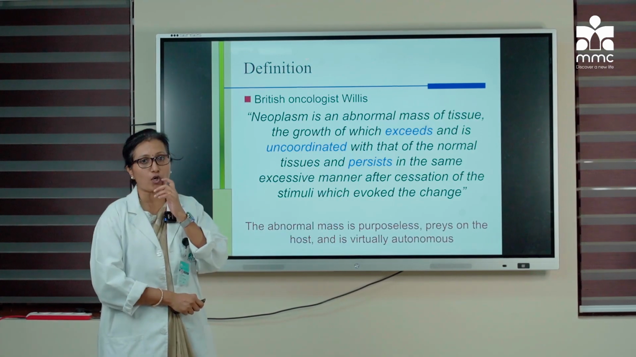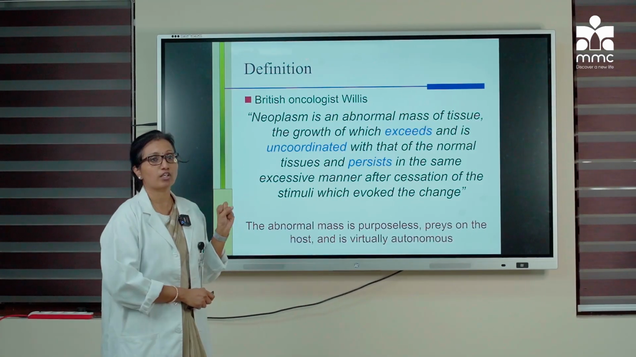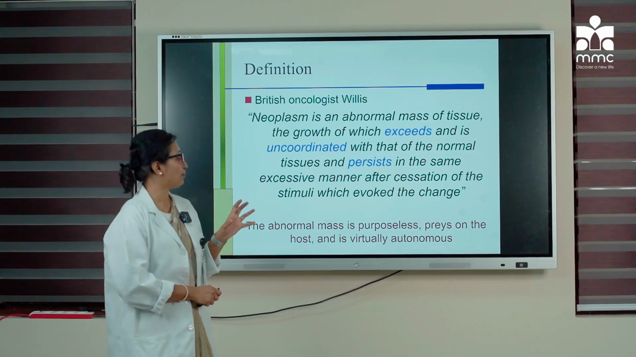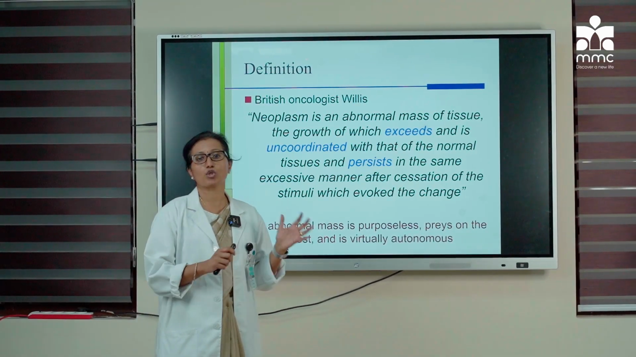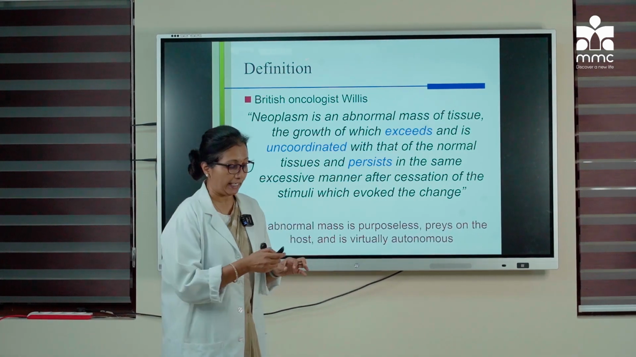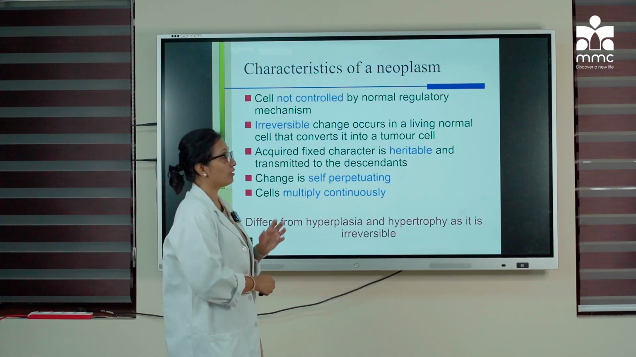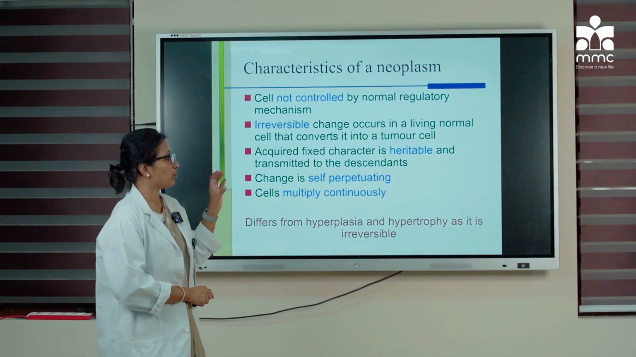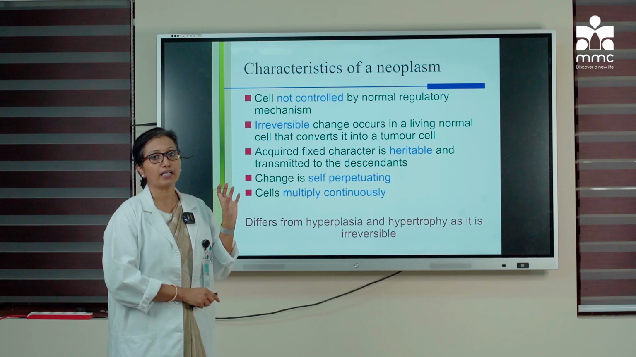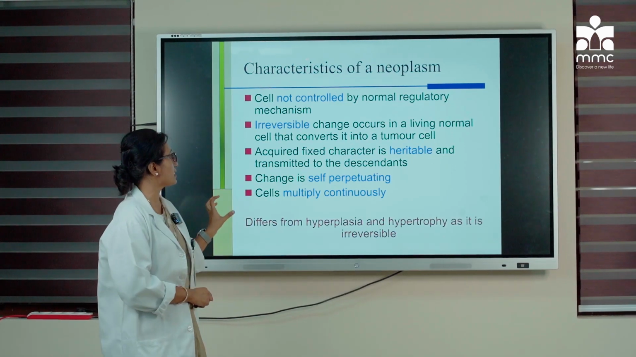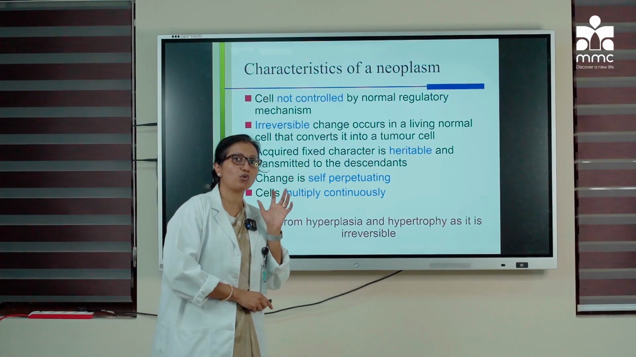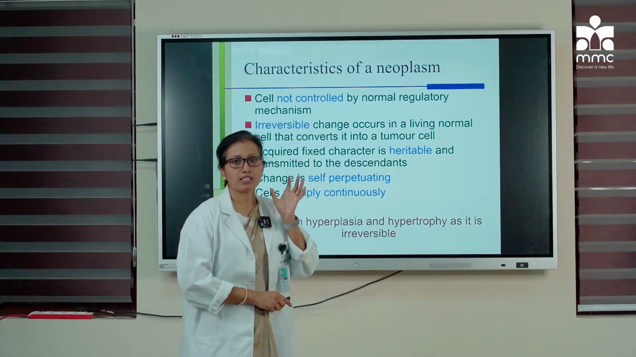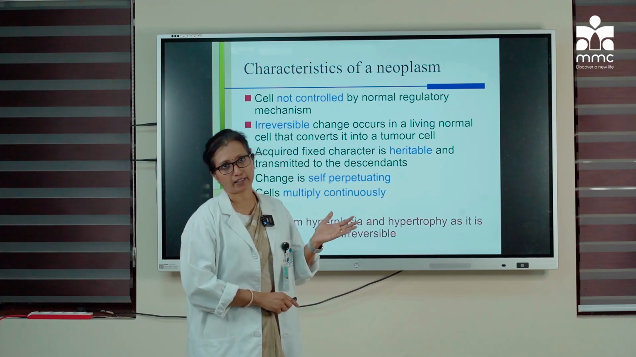The crux of the definition is an abnormal purposeless growth that preys on the host and is virtually autonomous. That means it's not under the control of any signals. I would like to emphasize that neoplasia is not controlled by any signals. It's irreversible. That's something that you all need to understand. Once we classify something as cancer, it's irreversible, which means it cannot go back.